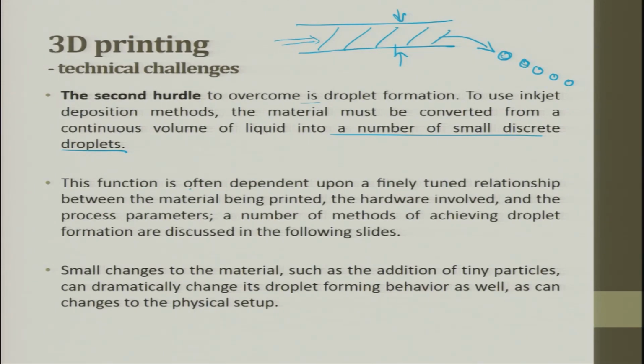This function is often dependent on a finely tuned relationship between the material being printed, the hardware involved and the process parameters. A number of methods of achieving droplet formation are discussed in the forthcoming slides. A small change of the material, such as the addition of tiny particles, may drastically change its droplet formation behavior, as can a change to the physical setup. So, in this droplet, if you have nanoparticles dispersed, then this becomes a completely different ball game to operate.